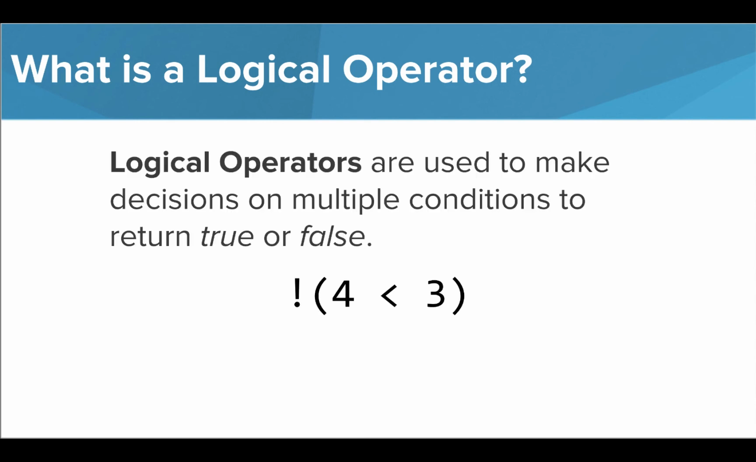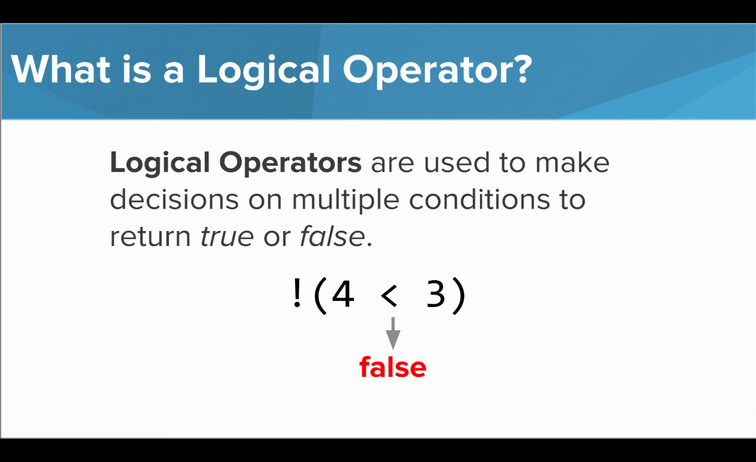For the NOT operator to evaluate to true, the given condition must be false. Our condition 4 is less than 3 is false, so not false will evaluate to true.